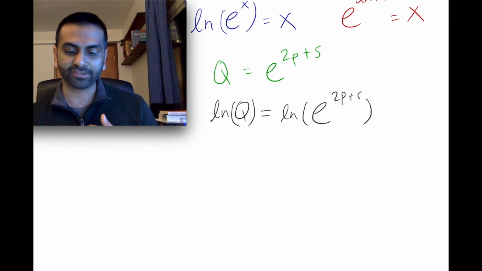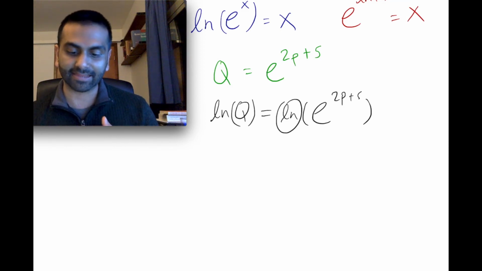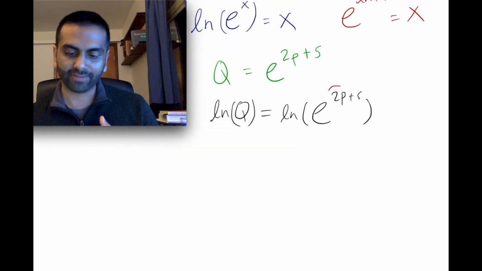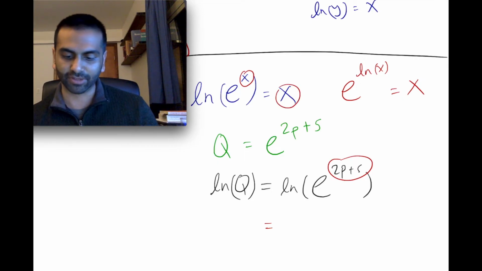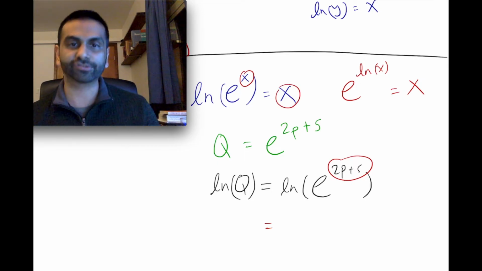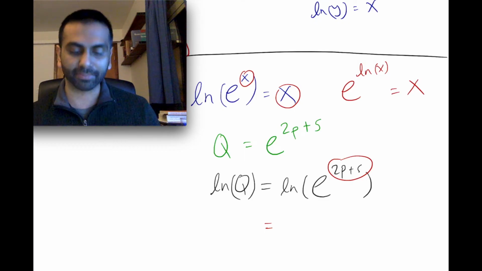And remember, that rule says that the ln of e to the anything is whatever that exponent equals. So the right-hand side, again, here you could replace x with anything. So here replace x with 2p plus 5, and this rule still works. So the ln of e to the 2p plus 5 is equal to 2p plus 5.